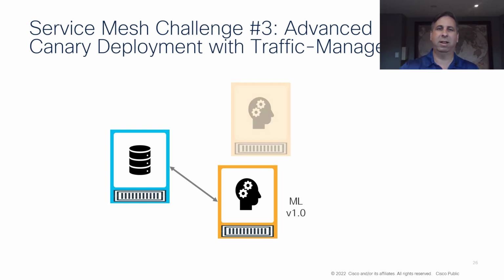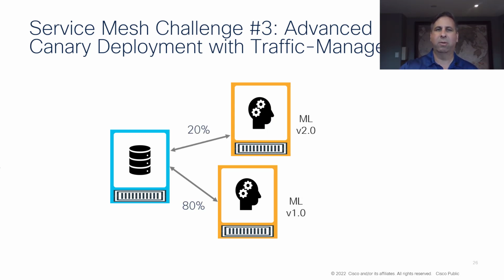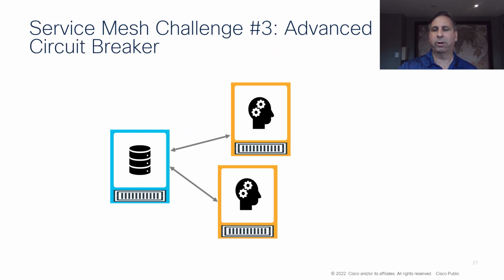So rather than just sending all of the traffic to the new version of the service, we could manage it. We say, hey, why don't we start out just sending 20% of the traffic to the new service, see how it performs, see if there's any unexpected issues, and then as our confidence level increases, we increase the amount of traffic that's directed there. Another advanced use case is the circuit breaker use case.